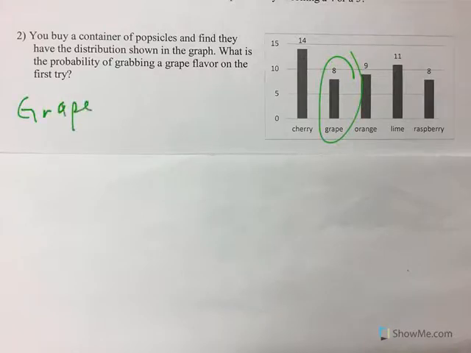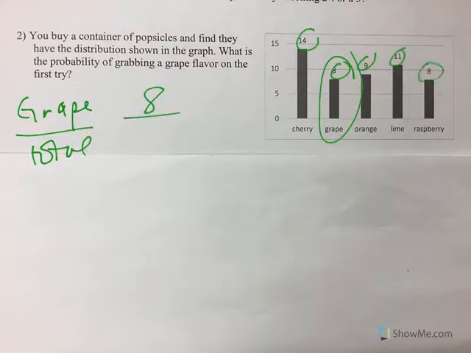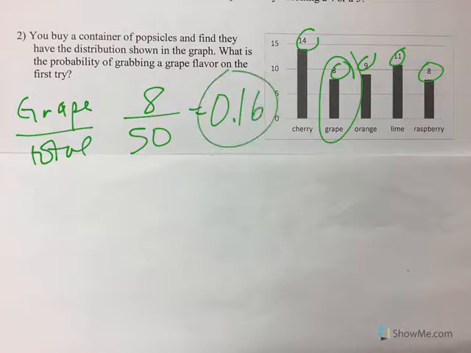So we're looking at grape over total. Well, there are 8 grapes. We add each of these numbers together to get the total, and there are 50 popsicles in that container. That gives us a 0.16 probability.